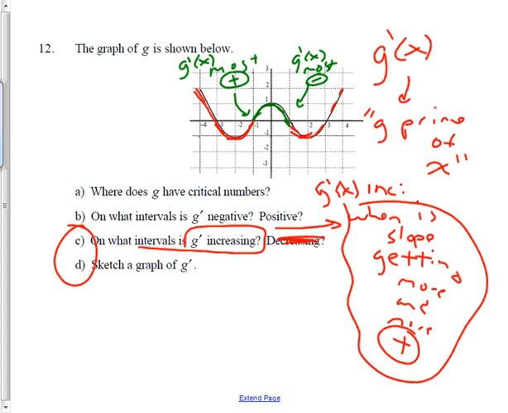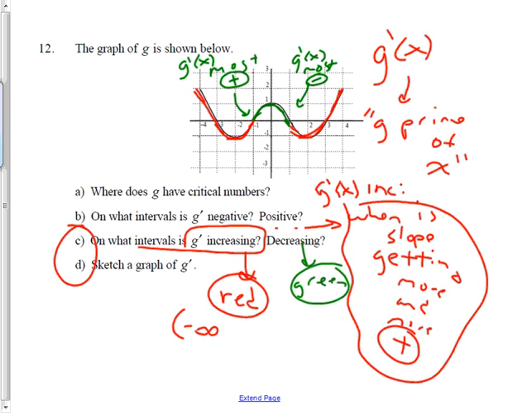So I used these two different colors intentionally. On what intervals is g prime increasing? During the red intervals. And when is it decreasing? During the green intervals. Now, red and green are a great math language, but pictorially it helps. So what are those intervals? From negative infinity up to negative 1 and then including 1 to infinity. And it's decreasing from negative 1 to 1.